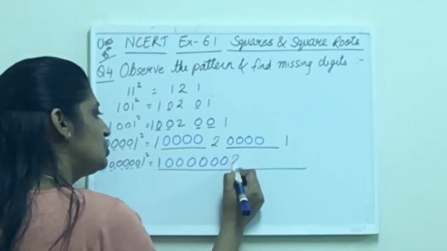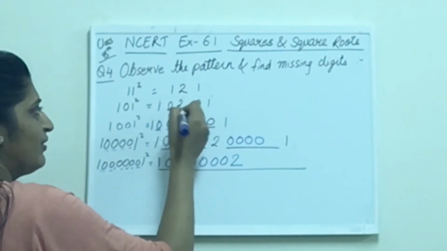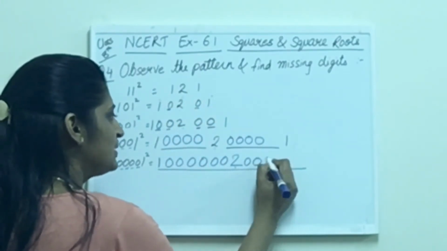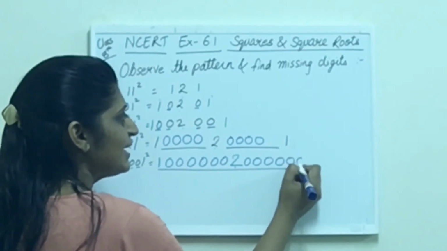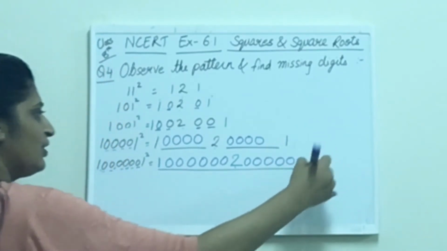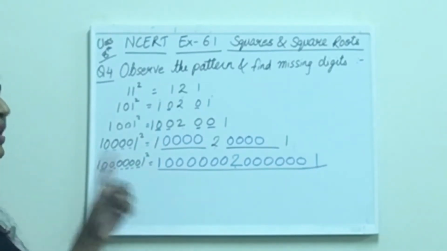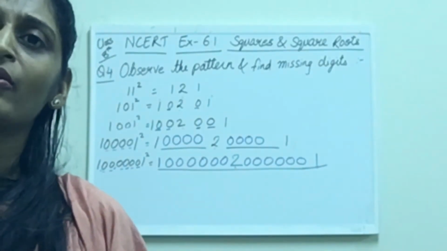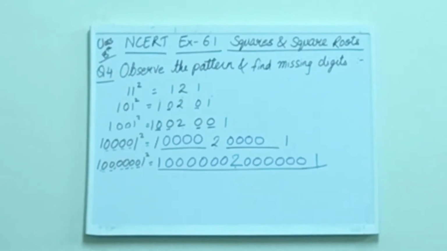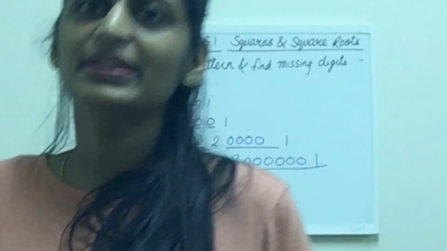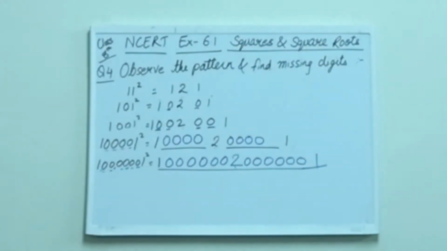Then 2, as we know there will be 2. Then again the number of zeros. How many zeros? 6 zeros. And then it will end with 1. Why is it ending with 1? Because we know that a number having 1 at its unit place will have its square end with 1. So this is question number 4 for you.